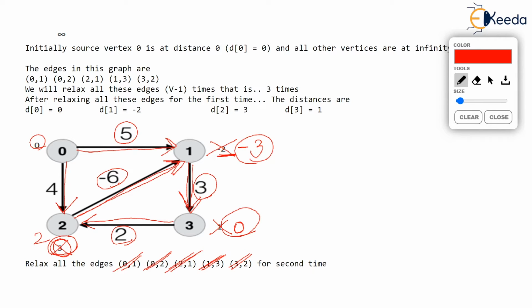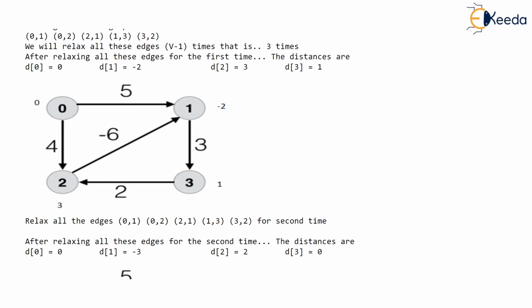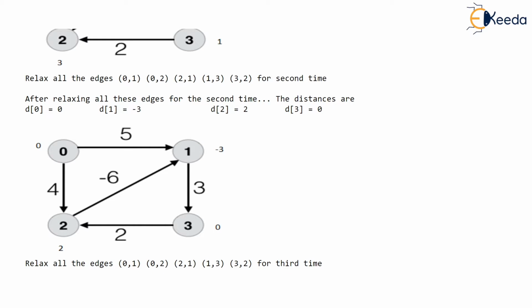So after relaxing all the edges for the second time, these were the vertices 0, 1, 2, 3. The distances of all these vertices are 0, minus 3. The second vertex is at a distance of 2 and the third vertex is at a distance of 0. So that is what I have written over here. The distances of all vertices are 0, minus 3, 2 and 0. So I have shown the refreshed graph after the second update. These are the new distances. But now we have to relax all these edges for the third time.